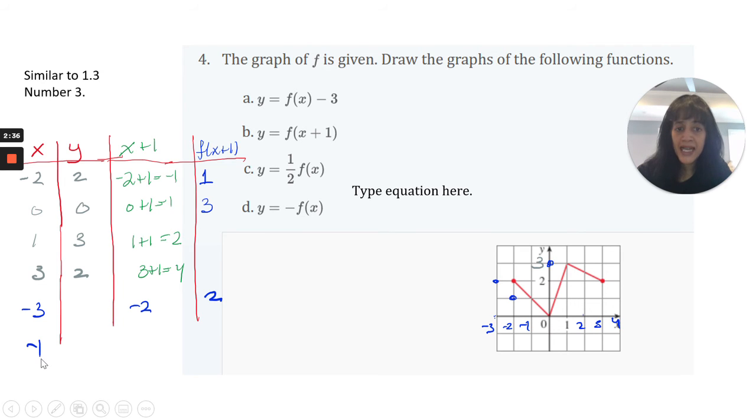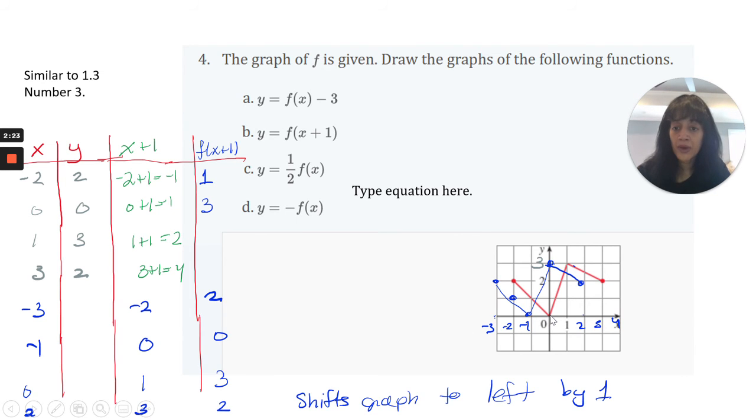At x equals negative 1, I think I didn't need to do that. Let me see. Yeah, the x plus 1 is 0, so x plus 1 is 0, and the y value here is 0. And I did a couple more, so you can see that. And so when I redrew the new graph, I can see what it did. It shifted my graph to the left by 1.